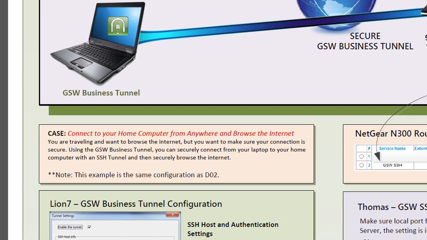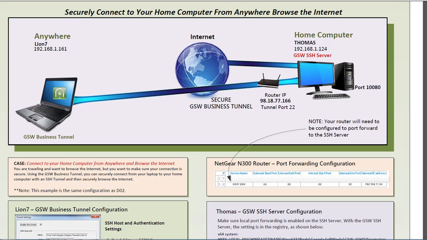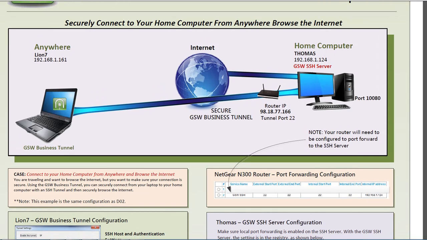Using the Georgia Softworks Business Tunnel, I can securely establish a connection from my laptop to my home computer and then confidently browse the internet without fear that my data is being viewed or gathered by some hacker wanting my contact list, credit card information, or who knows what else. This scenario allows me to browse securely from anywhere. Coffee shops, restaurants, libraries, hotels, airports, anywhere. Anywhere I have access to the internet.